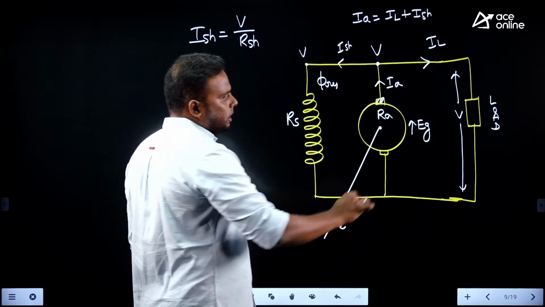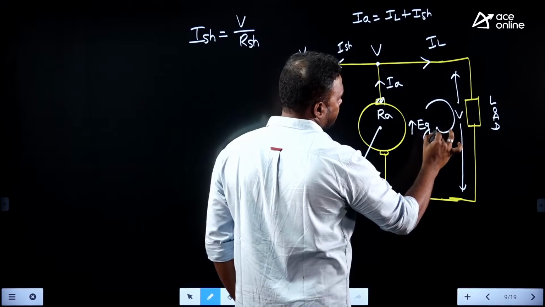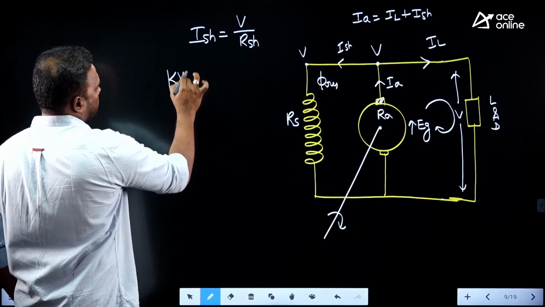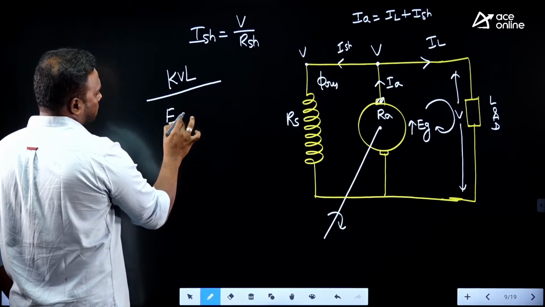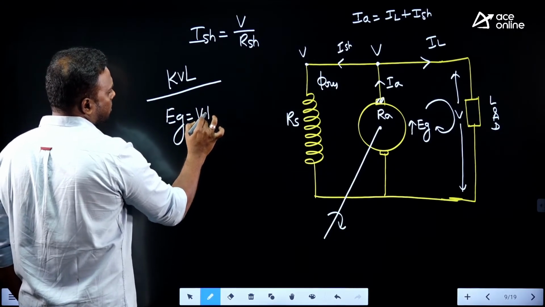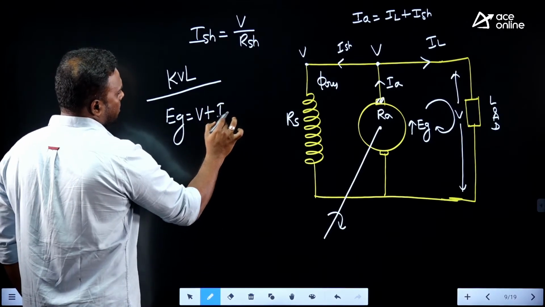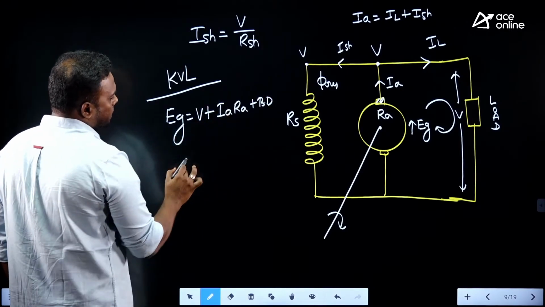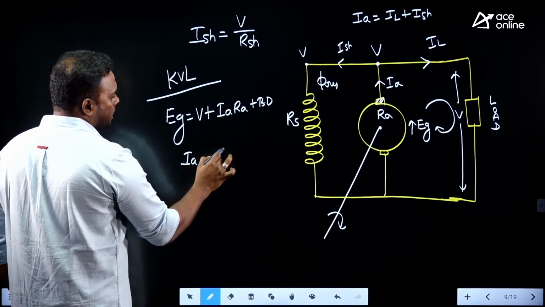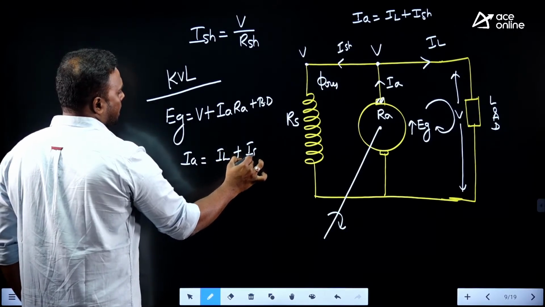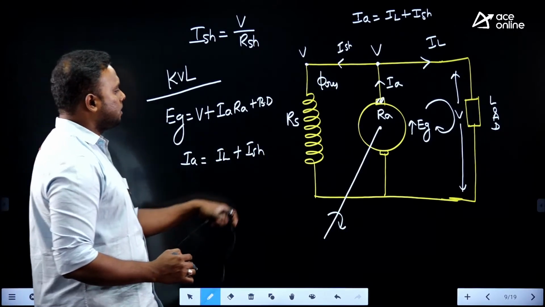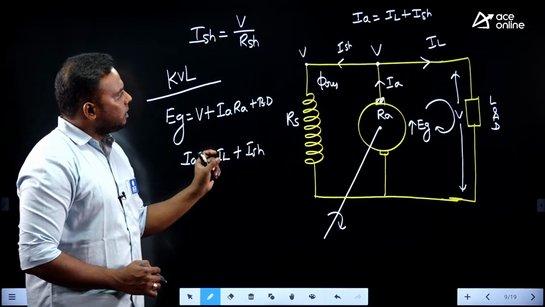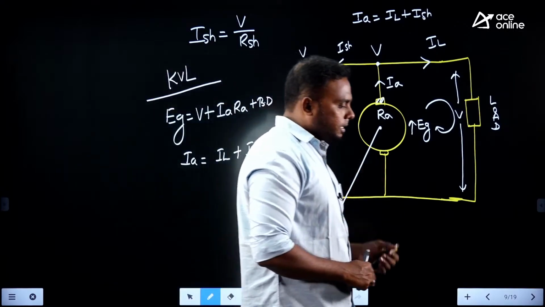Now let us see what the KVL is here. The EMF induced, the KVL is EG equal to V plus IA RA plus brush drop. But only this IA will change here. The value of IA is IL plus ISH again, and ISH is V by RSH. So this is the electrical representation.